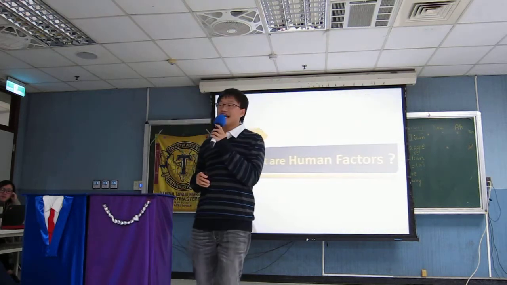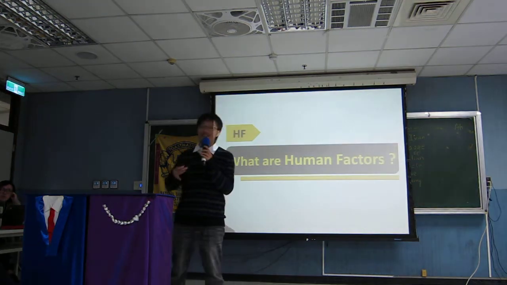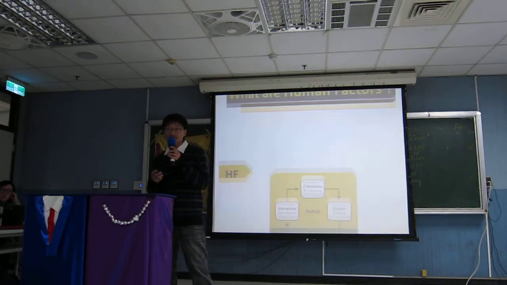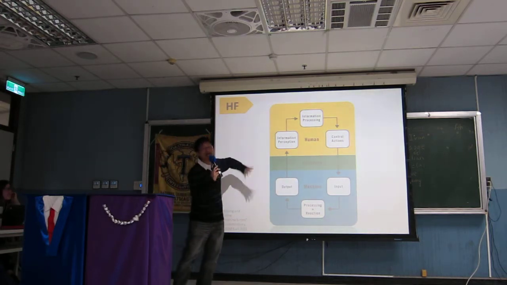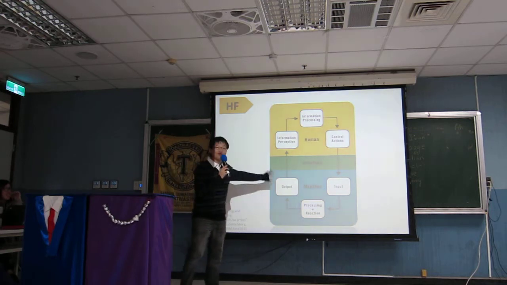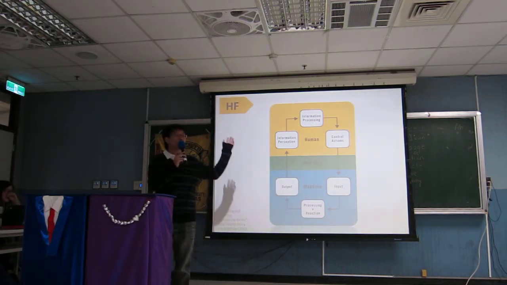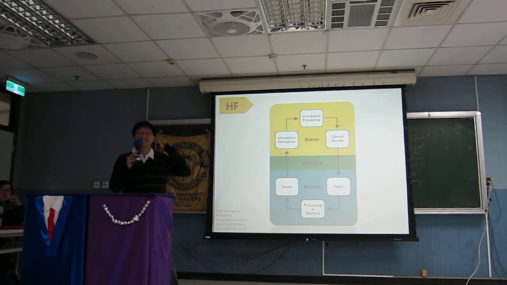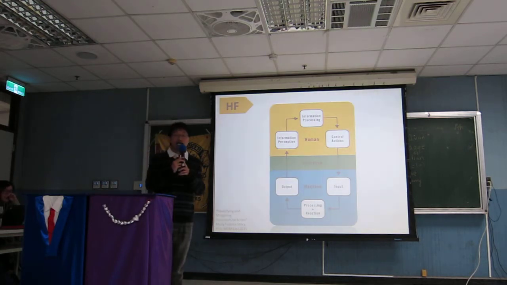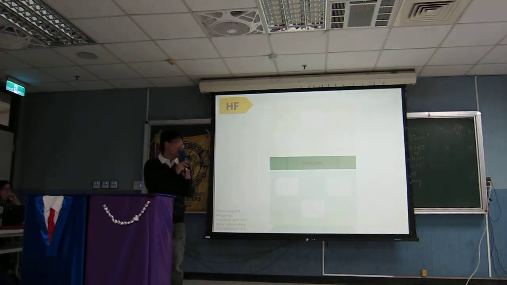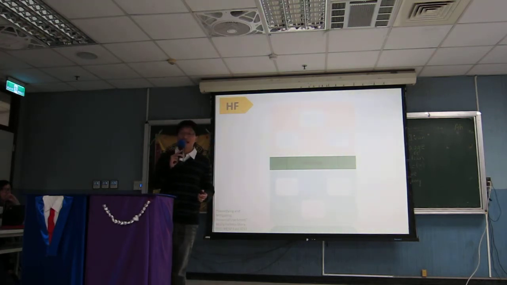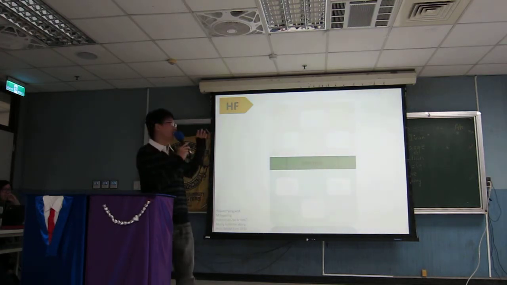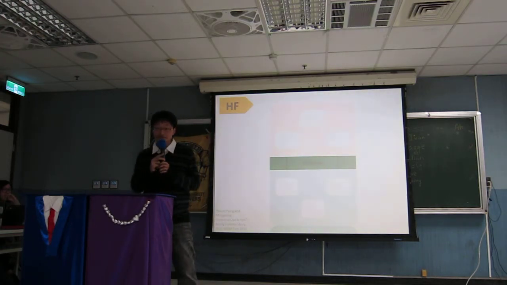So first things first, I think we should start with what exactly human factors are. Simply put, this is how we interact with a machine in our daily life. You don't have to look at the complicated form, just listen to me. The blue part is how a machine works, and the yellow part above is how we process information and make decisions. Now, human factors focus on the green part in between, which is the interface that serves as a bridge between the machine and its user.